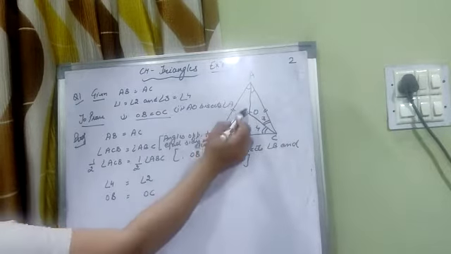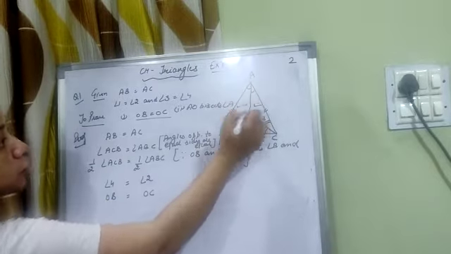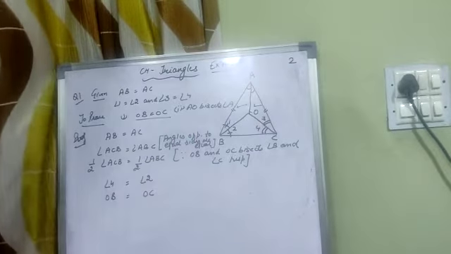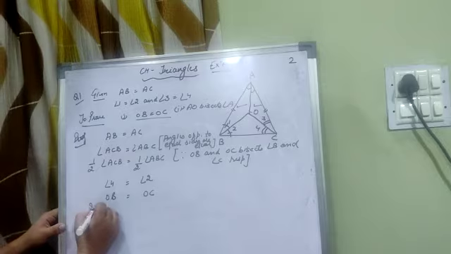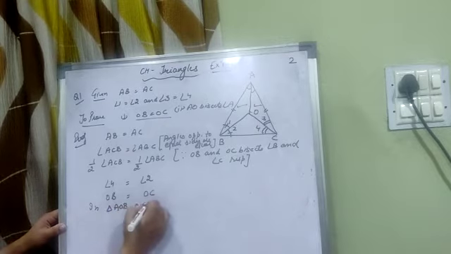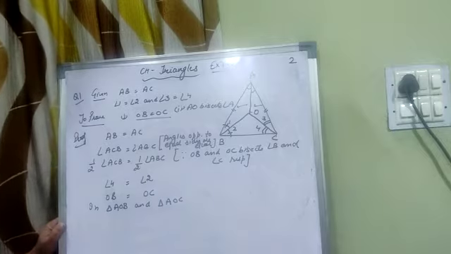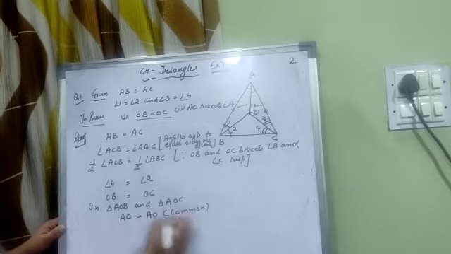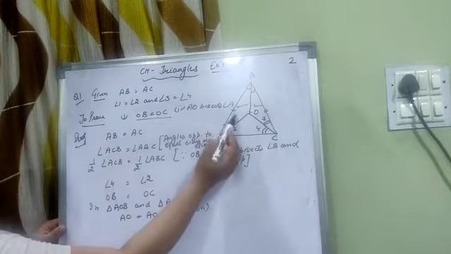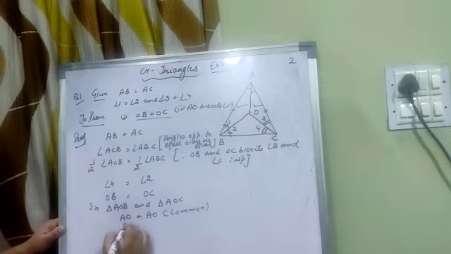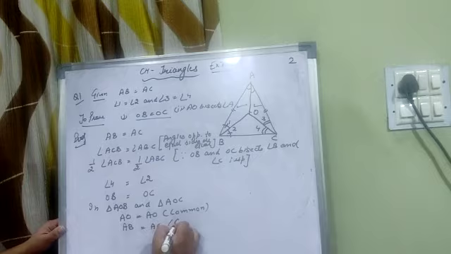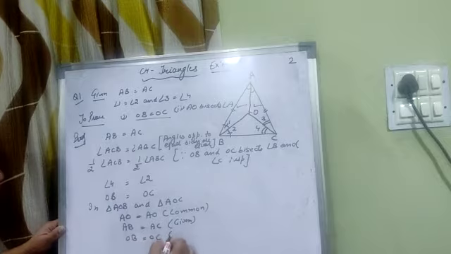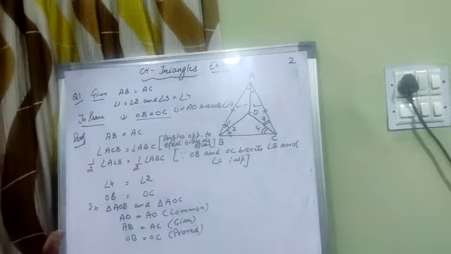Now in the second part we have to prove that AO bisects angle A. If we prove that these two triangles are congruent, then by CPCT these two angles will become equal. So we have to prove that in triangle AOB and triangle AOC, first condition is AO is equal to AO, common. Second condition is AB is equal to AC, again given. And the third condition is OB equal to OC, proved. We also proved this in the first part, so we will write proved.